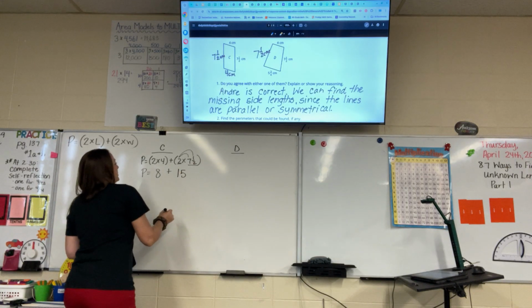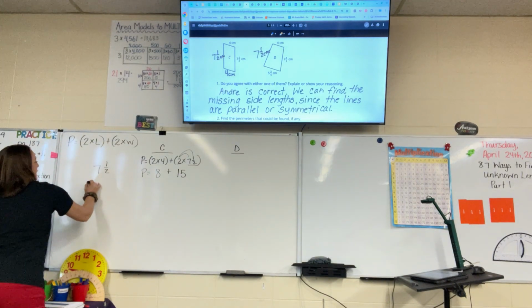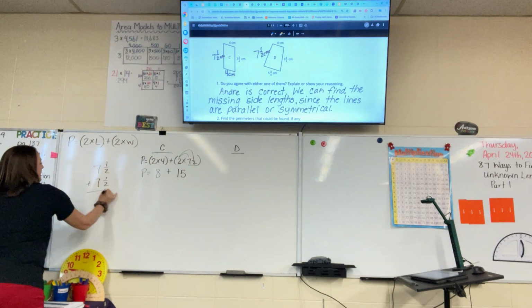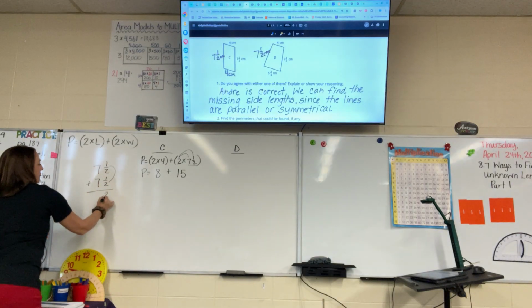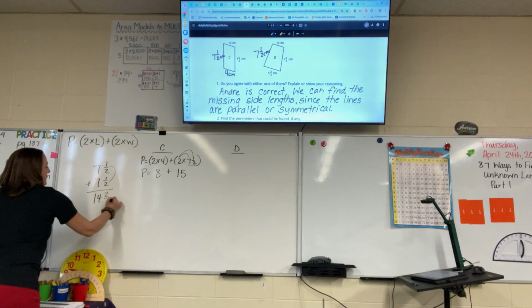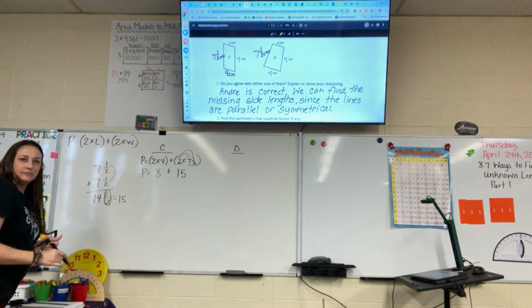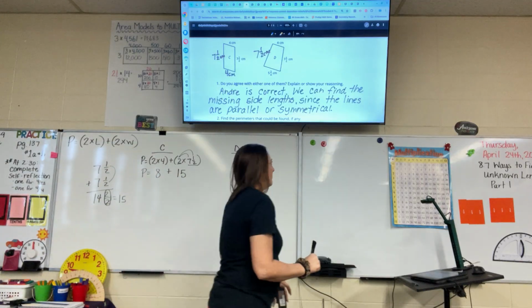All right. So if we double 7.5, we could look at it this way too. 7.5 plus 7.5. 1/2 plus 1/2 is 2 halves. 7 plus 7 is 14. Since 2 halves is the same as 1 whole, it would be 15. Does that make sense, seeing it like that? Okay.